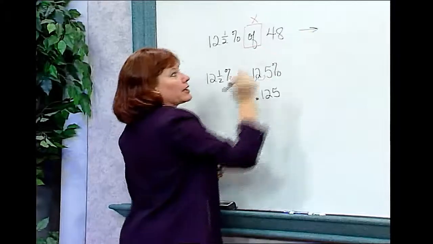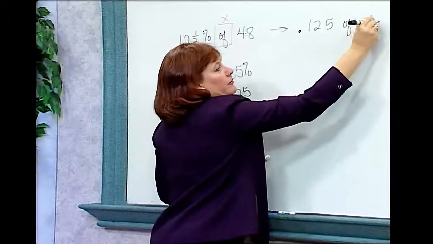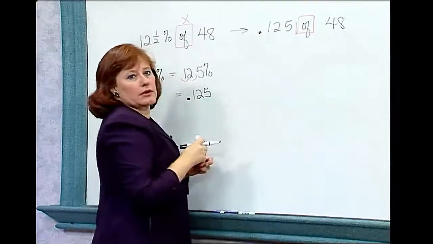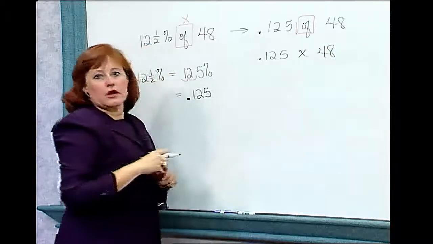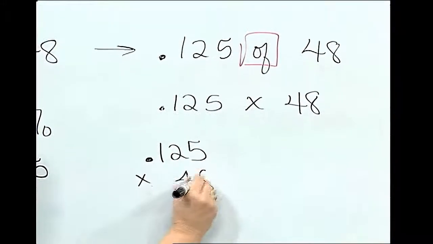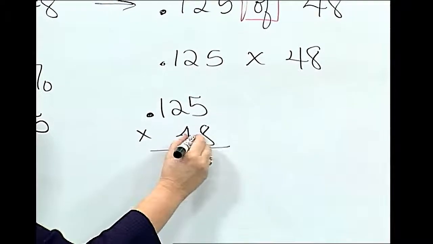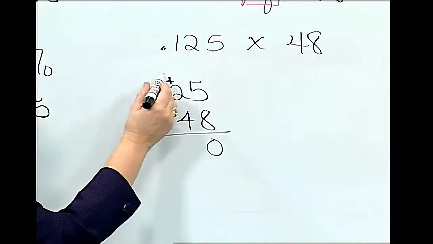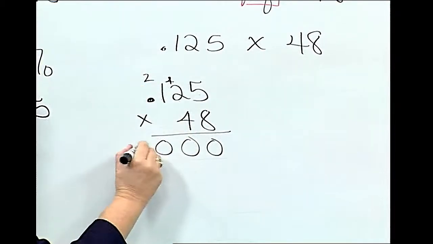This problem then becomes exactly the same as the problem 0.125 of 48. And that would mean, of course, because of the word "of," 0.125 times 48. So we'll go ahead and do the multiplication, writing 0.125 times 48, always being careful to line up your columns. I'm going to do the multiplication starting from the right. 8 times 5 is 40, so we'll write the 0 and carry the 4. 8 times 2 is 16, plus 4 is 20. And 8 times 1 is 8, plus 2 is 10.